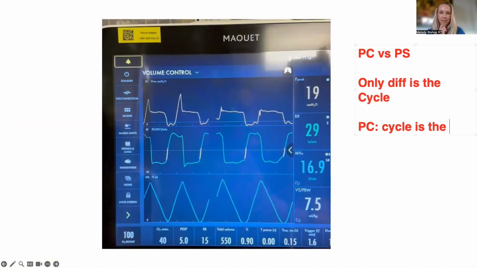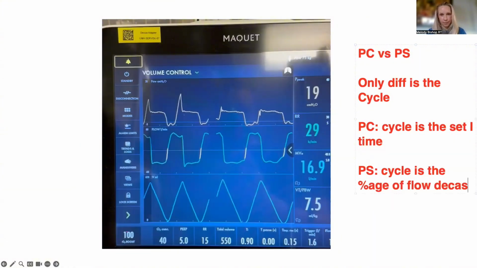PC cycle is the set inspiratory time. PS cycle is the percentage of flow decay from peak inspiratory flow. So when you think about when you breathe in, if everyone here takes a big breath all the way to the top, if you're thinking about the flow, you'll notice that your flow starts to slow down as you approach full.